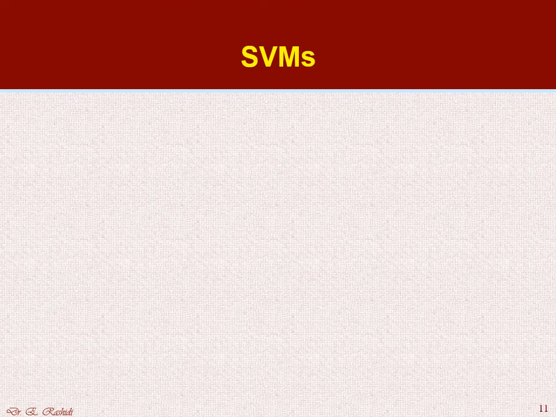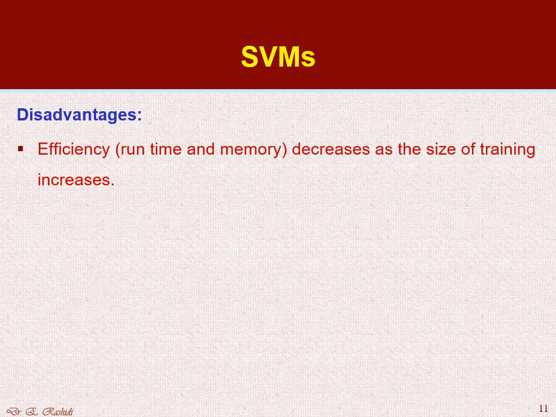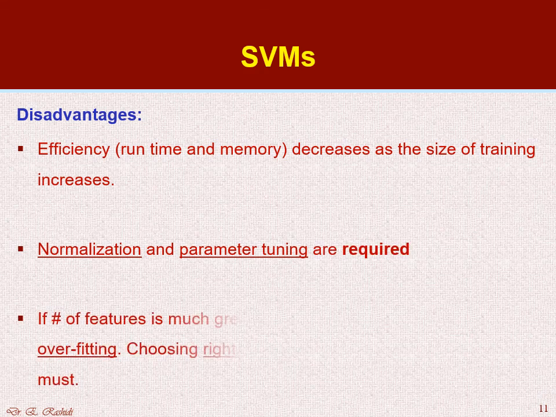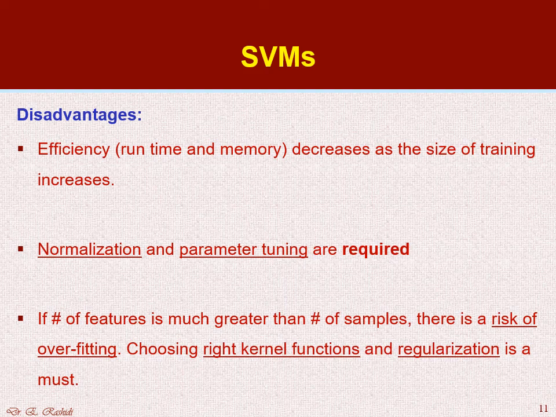Now let's see the disadvantages of SVM algorithms. Efficiency, runtime, and memory decrease as the size of the training data increases, which is a problem with most algorithms. Normalization and parameter tuning are required. If the number of features or number of dimensions or number of independent variables or columns is much greater than the number of samples, there is a risk of overfitting. Choosing the right kernel functions and regularization is a must in that scenario.